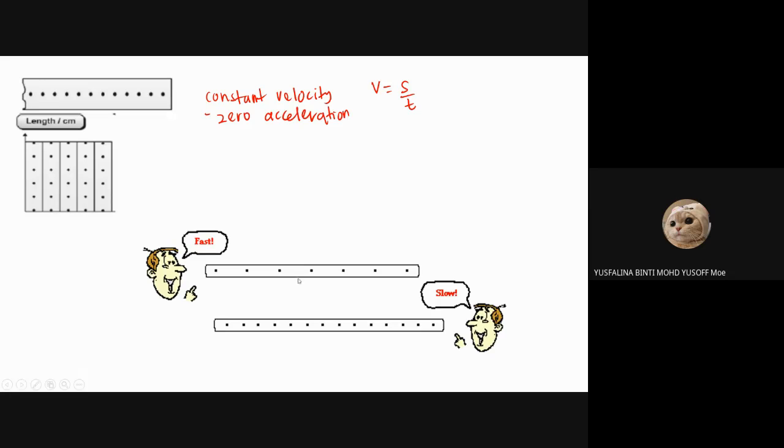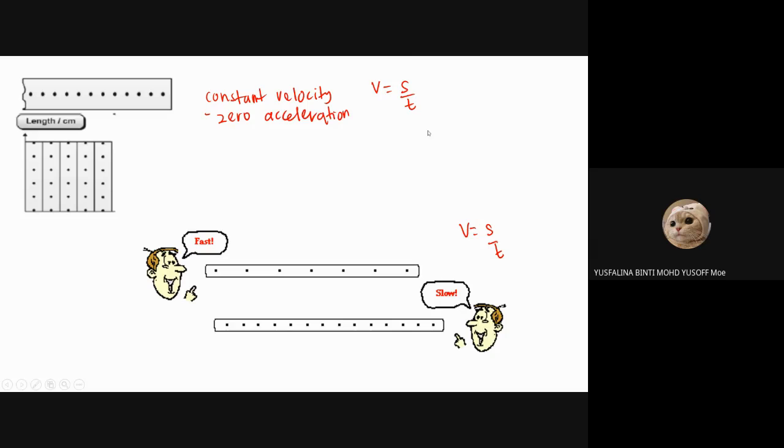So how about if we compare between these two? For this part, V is equal to S over T. You can see in this one the distance is higher, the displacement is higher, so the velocity is also higher. And in this one, the displacement is smaller than the upper part, so the velocity is lower compared to this one. So you just use the formula.